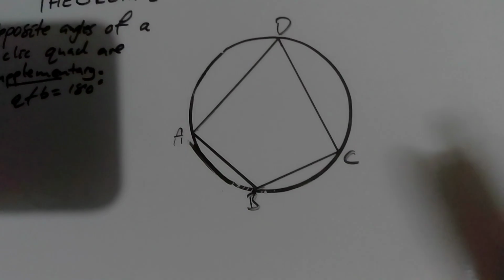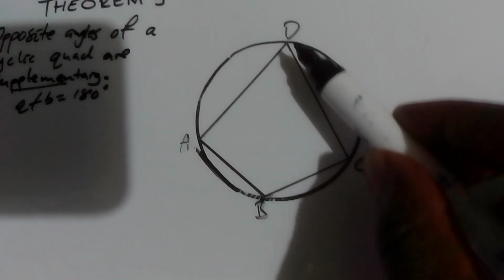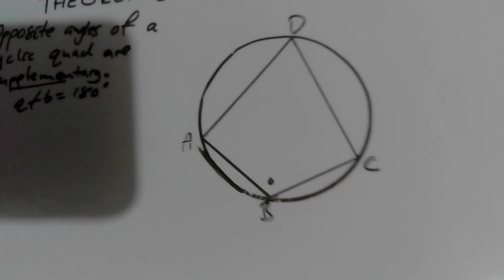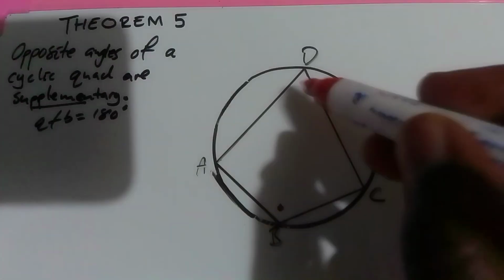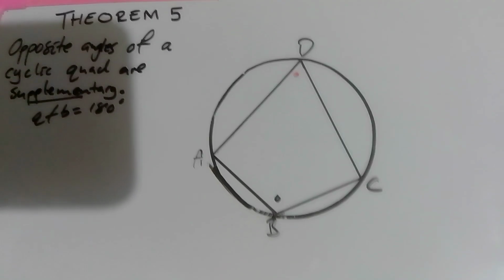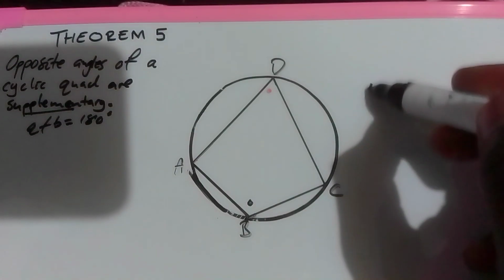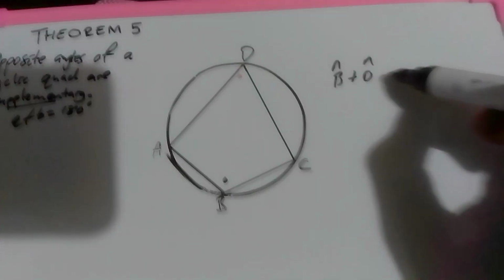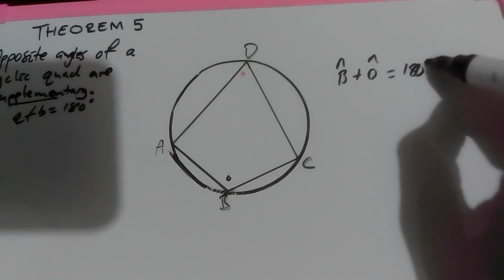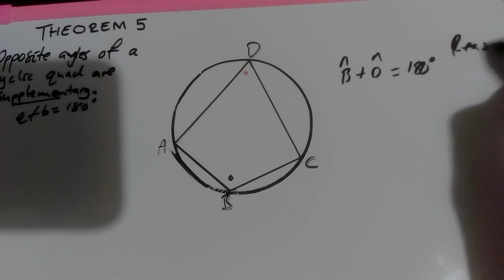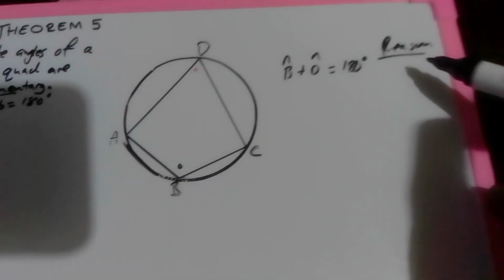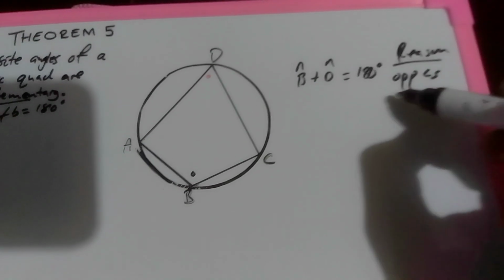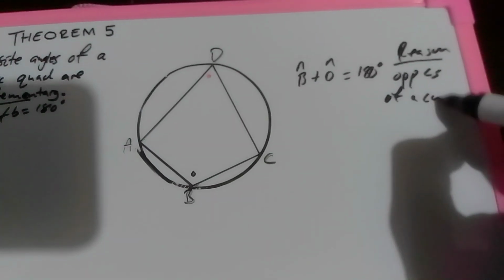So what does that mean? If we look at this diagram, we've got angle B and angle D. So they're simply saying that this angle that we have here, angle B, and the angle that we have there, which is angle D, when you say angle B plus angle D, they add up to 180 degrees. And your reason would be that opposite angles of a cyclic quad.